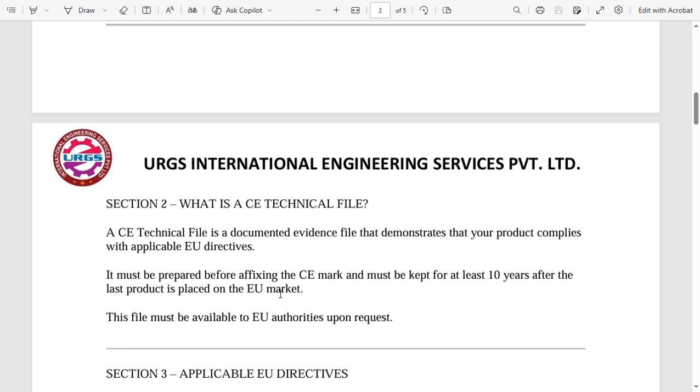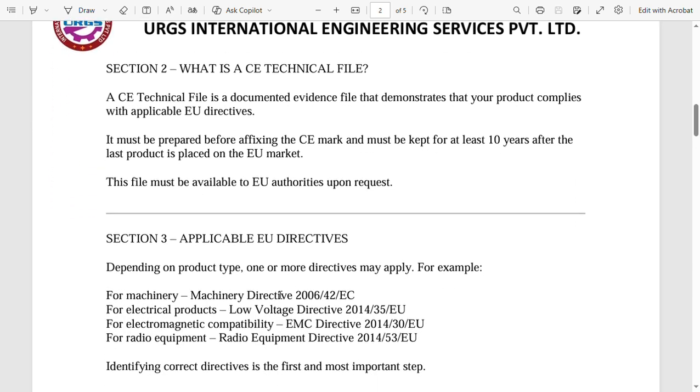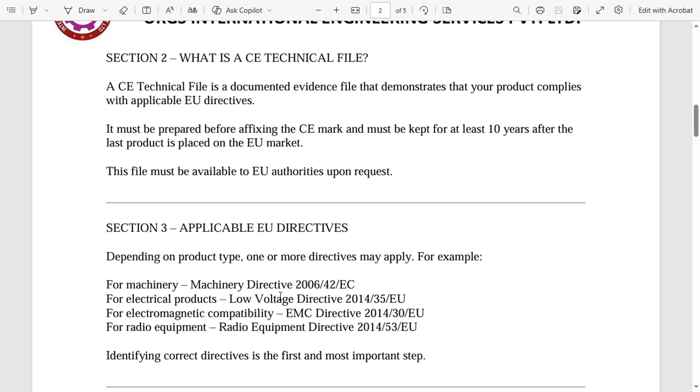What is a CE technical file? A CE technical file is documented evidence that demonstrates that your product complies with applicable EU directives. It must be prepared before affixing the CE mark and must be kept for at least 10 years after the last product is replaced on the EU market. This file must be available to EU authorities upon request.